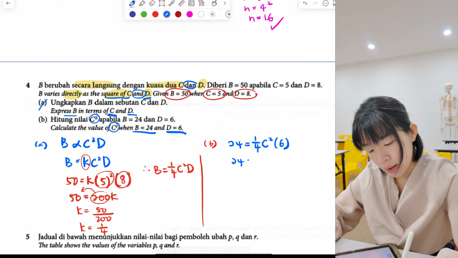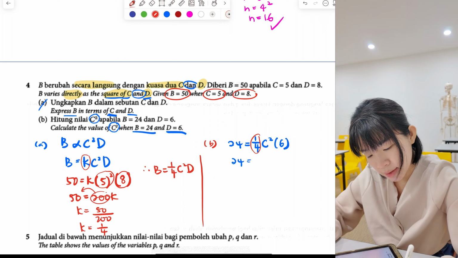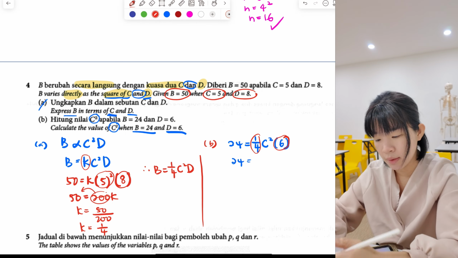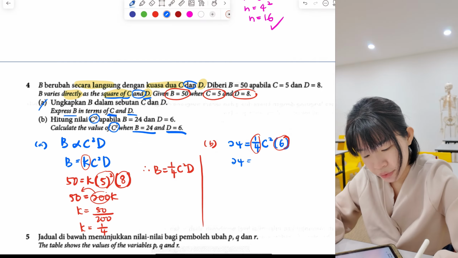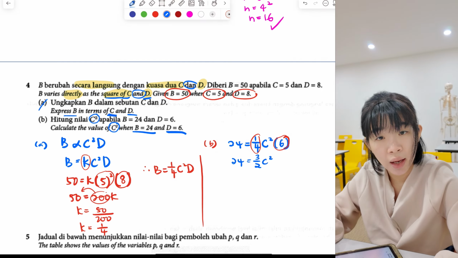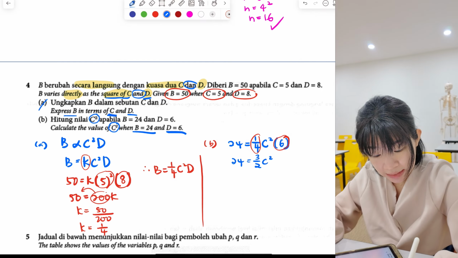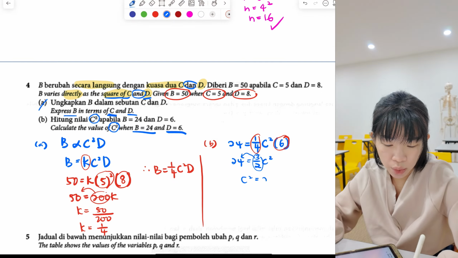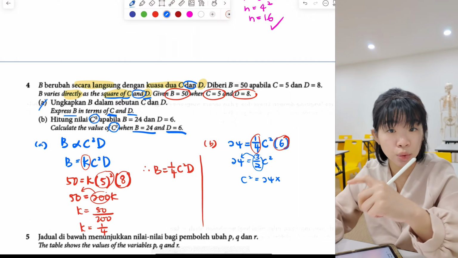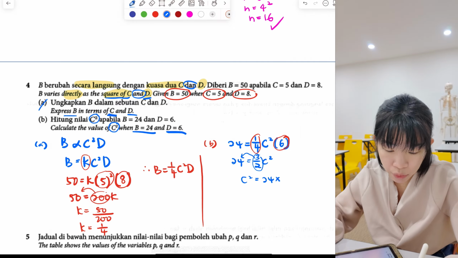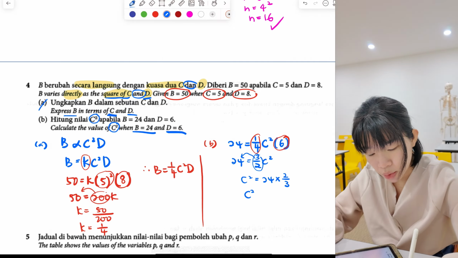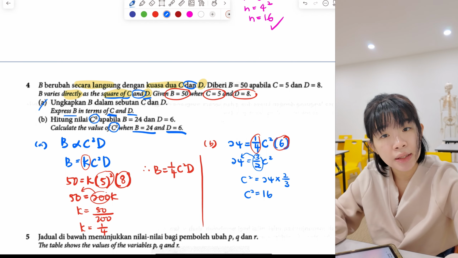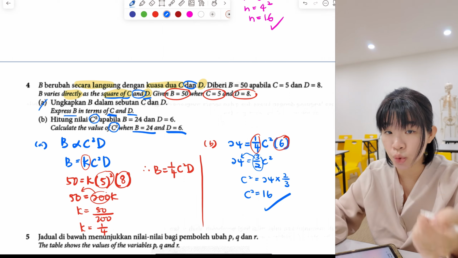Okay, 24 equals, so we can multiply these two together: 1 over 4 times 6. So we get 3 over 2 C squared. So if you want to find C squared, move this 3 over 2 over. So C squared equals 24 times, if you bring 3 over 2 to the other side, you need to flip it, become 2 over 3. So C squared equals 16. And done, because they want C squared.